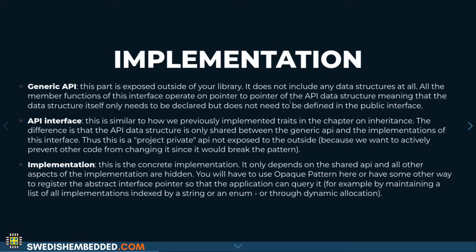Let's now go right into the implementation. So we're going to have three parts of the implementation. We're going to have the generic API, which operates on generic handles. We're going to have the API interface itself, which is our trait definition. And we're going to have the actual implementation of the interface. So let's look at how we actually implement this in C.